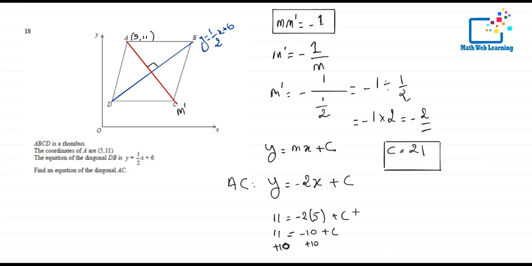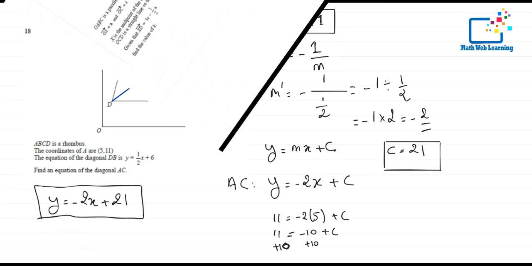Okay. All right, let's recap our equation for the diagonal A to C. It is y equals minus 2x plus, because it's a positive 21, plus 21. All right, and that's the answer.